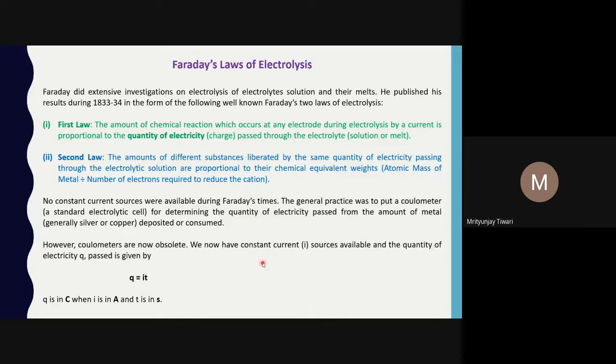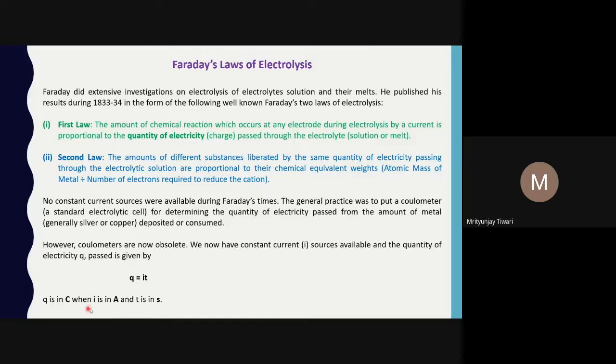So we have a constant source of electric current, which means it will give the same amount of electric current throughout, like the batteries that we use in watches. If it doesn't give the same amount of electric current all through its life, the watch will not work properly. It will become slow later on. But we have a constant source of electricity currently, and so this formula Q is equal to IT we can use.